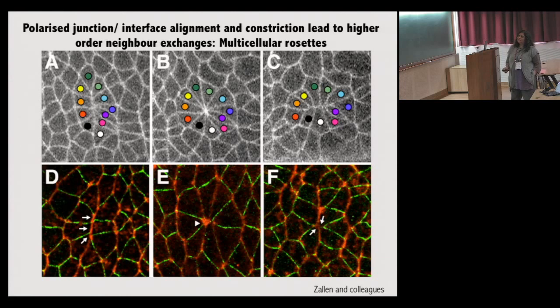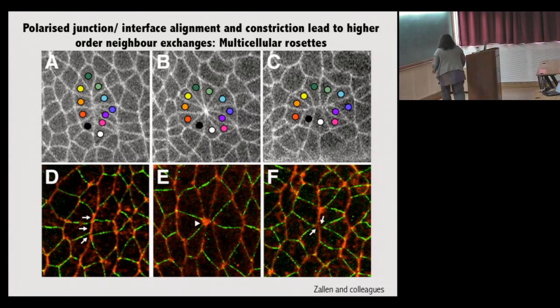And what you can appreciate is that over time, you will see that that red protein is enriched along interfaces that are oriented primarily along this axis, which is the DV axis, right? And the green protein is primarily enriched along the interfaces that are oriented in the AP axis. So what this tells you is that there are proteins whose distribution in a cell is dependent on the orientation of that interface along the embryonic axis.